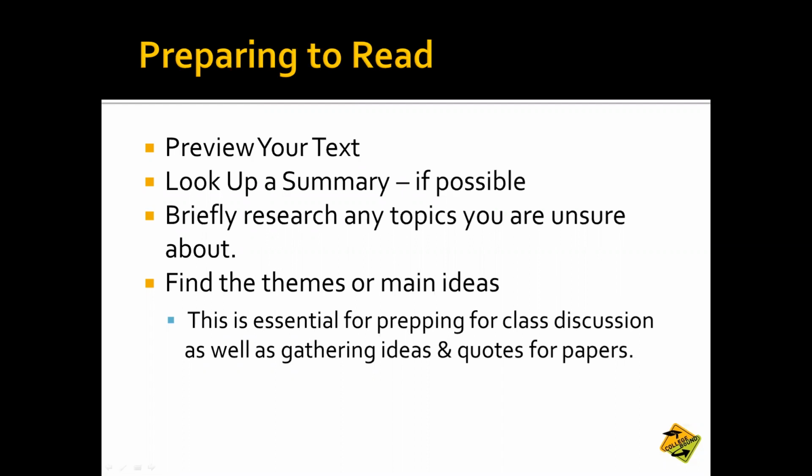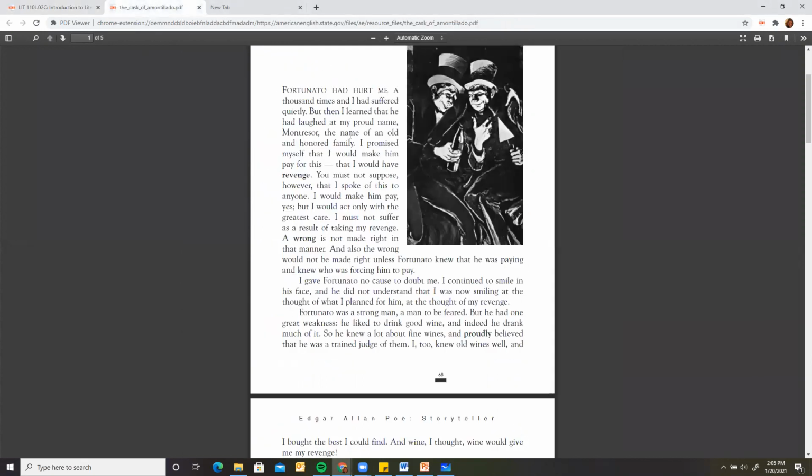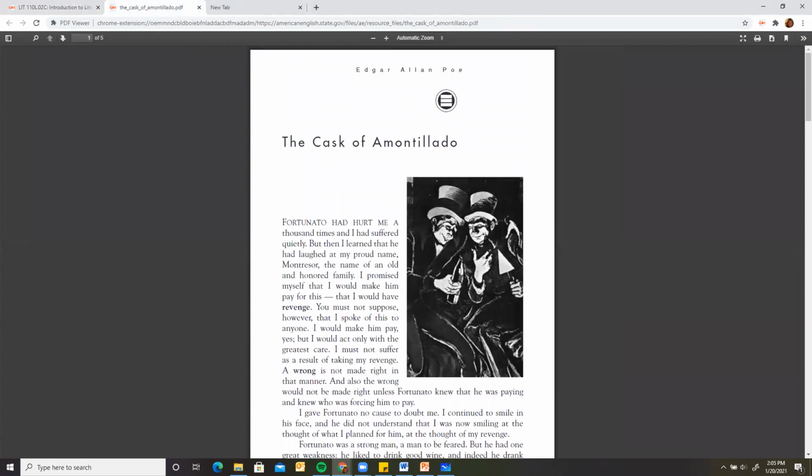Okay, so we are actually going to look at a text for this course. So if you look here, The Cask of Amontillado is one of the first things you have to read. So I have a PDF of it here. First thing, like I said, what we're going to do is to preview the text. So what previewing looks like is paying attention to a few things. First, the title. The Cask of Amontillado does not mean a lot to me. Amontillado sounds like it could be Spanish or Italian, so maybe that's where the story takes place.